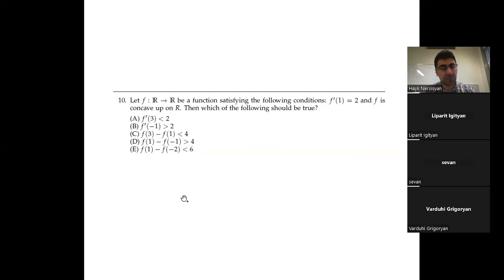I have a question regarding concave up. We are saying that if it's concave up, the function is increasing. No, no. We say F prime is increasing, not function. F prime is increasing. Okay. Thanks.